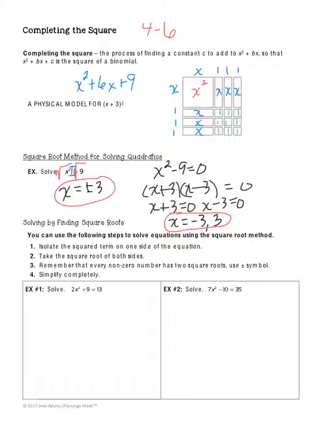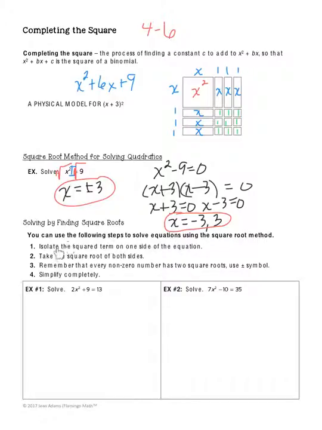But you can't always factor like this to get an answer. There are some quadratics that are not factorable, they're prime. And so we're going to use completing the square to fix that. But before we get there, solve by finding square roots.